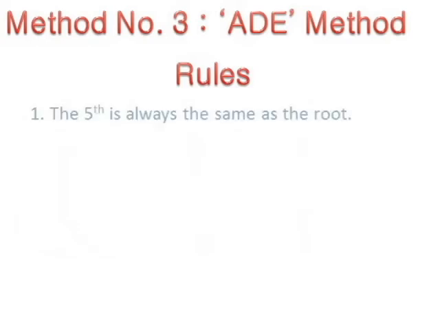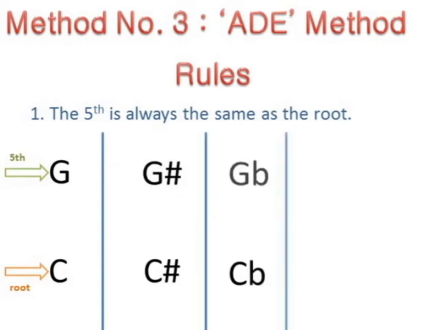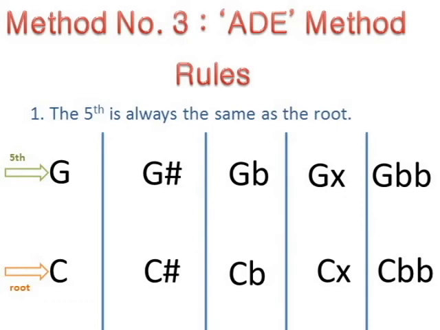Rule number 1. The fifth is always the same as the root. That means if the root is natural, the fifth will be natural. If the root is sharp, the fifth will be sharp. If the root is flat, the fifth will be flat. This is also the case if the root contains a double flat or a double sharp. The fifth follows.